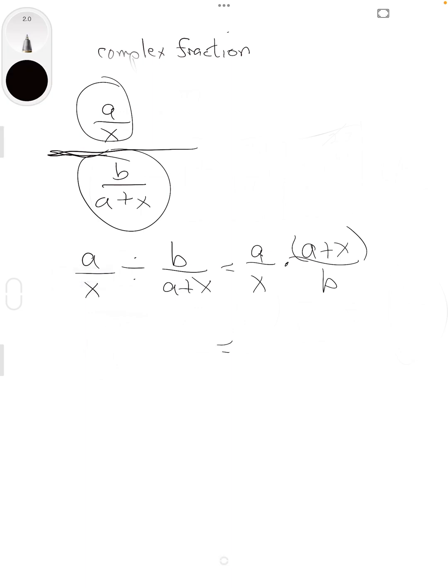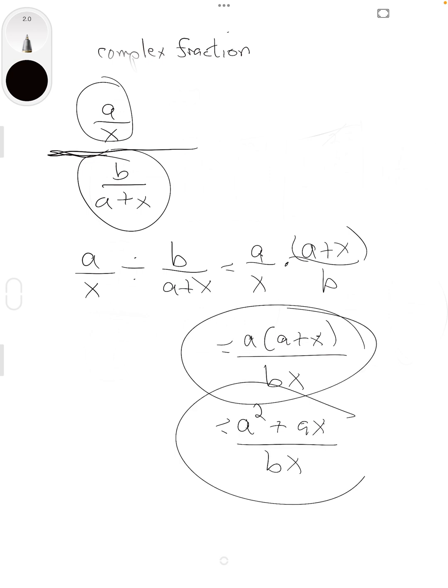Now, what's a? Think of this as a parentheses, that'll help. So that's a times a plus x on the top and b times x on the bottom. That's the answer. I could, if I want to, distribute, and this becomes a squared plus ax. A times a is a squared, a times x is ax over bx. So this is the right answer, or this is the right answer. Kind of depends on what you're doing, on which one you want.